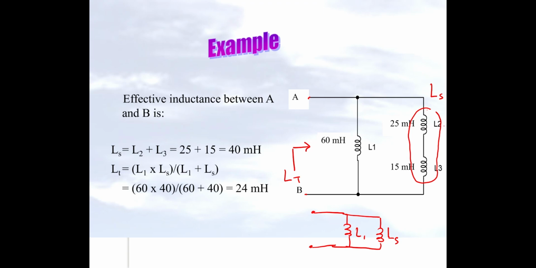Okay, so since L2 and L3 are in series, then Ls would be simply their summation. So we get 40 millihenry. Now we have L1 in parallel to Ls. I can combine them using a parallel equation. So for 2 parallel inductors, the equivalent inductance would be the multiplication divided over the summation. So this gives us 24 millihenry.